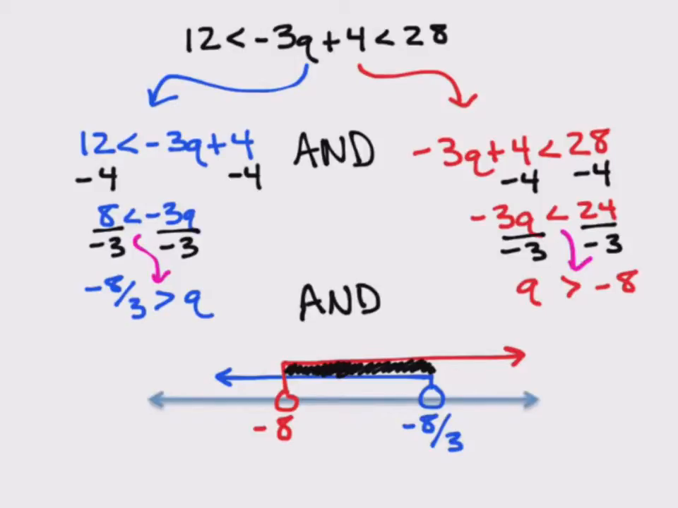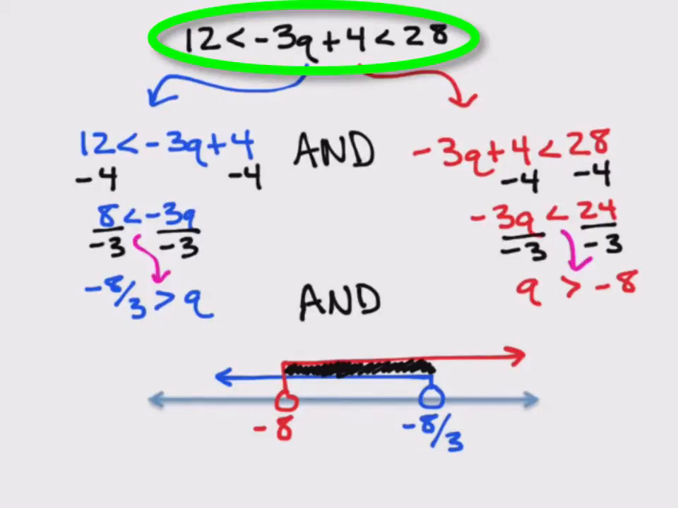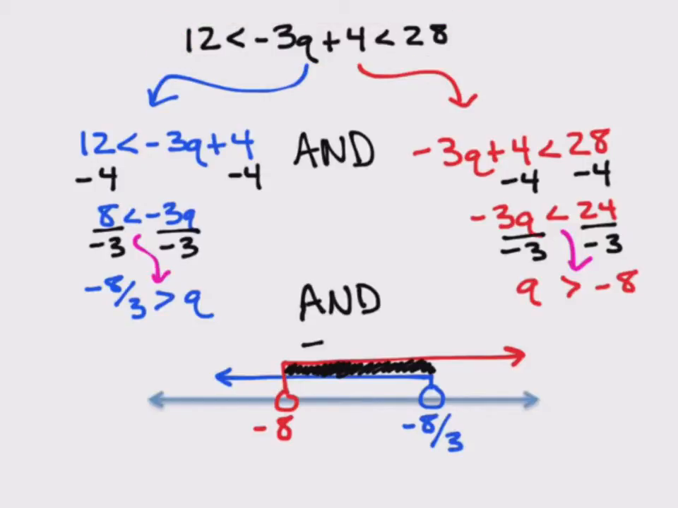So, as you can see, I solved each inequality individually and graphed them individually on this number line in blue for the left inequality and red for the right inequality. And any number that was shaded in both blue and in red must make both of those individual statements true at the same time and is therefore part of our solution set to this compound inequality. And to write the solution set algebraically, we'll write this as negative 8 is less than Q, which is less than negative 8/3.